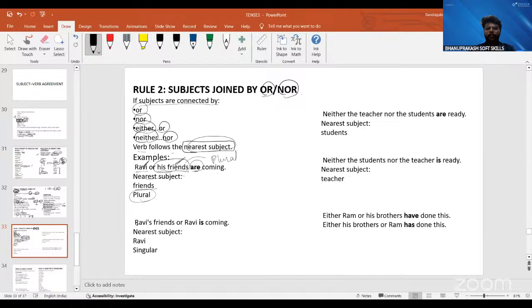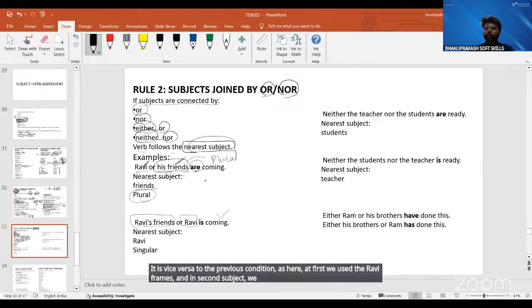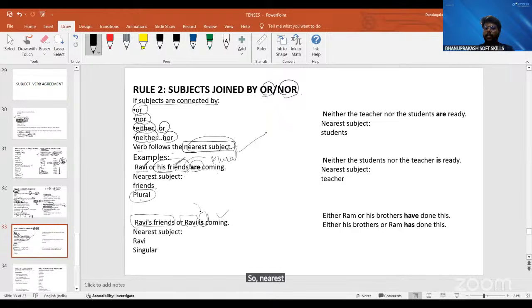Now you can see "Ravi's friends or Ravi is coming." Now this is right. It is vice versa to the previous condition. As here at first we used "Ravi's friends" and in the second subject we used "Ravi." And as per the rule, the verb follows the nearest subject. So the nearest subject for this verb form here is Ravi. Ravi is singular. So singular means which verb form? Is. The helping verb is "is."